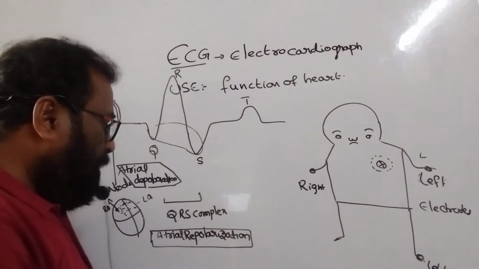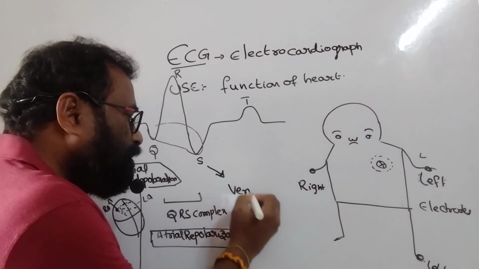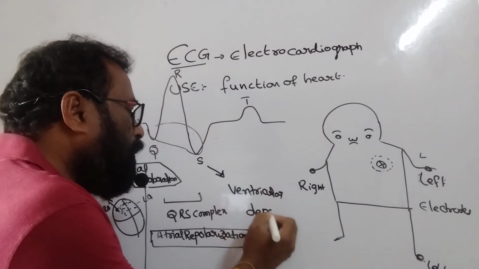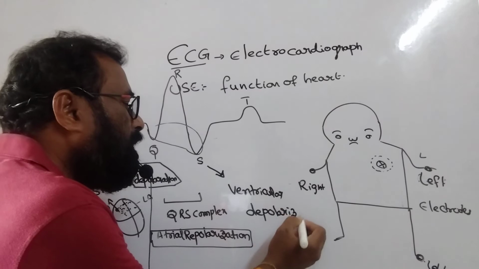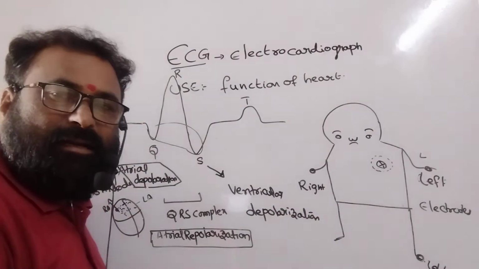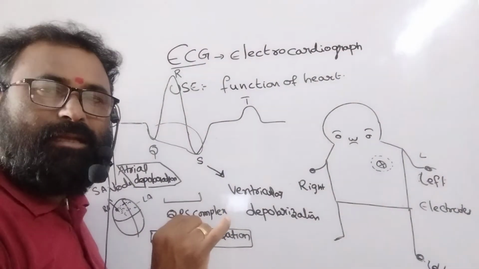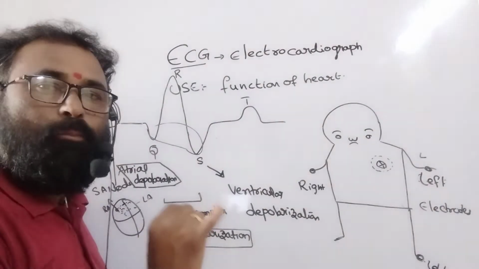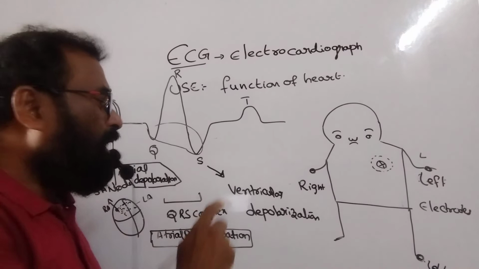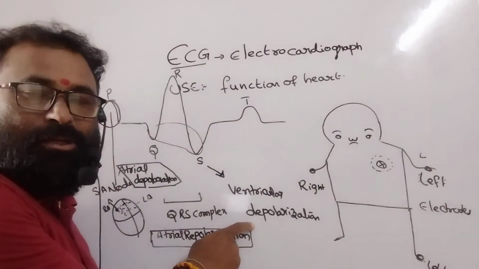The QRS complex, very, very important, explains ventricular depolarization. Question asked like this: QRS complex functionality concerned: A. Atrial depolarization, B. Atrial repolarization, C. Ventricular depolarization, D. Ventricular repolarization. Answer is, the QRS complex is related to ventricular depolarization.